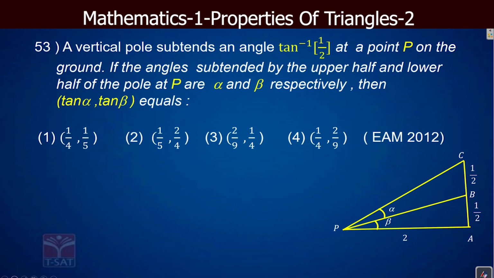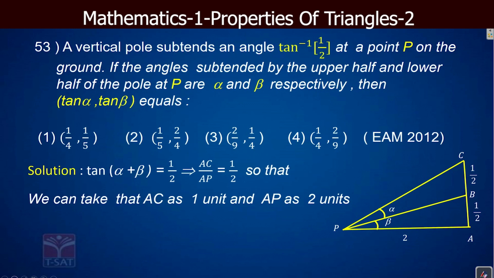So here regarding the problem, tan(alpha plus beta) is given to be half because AC is the pole and B is the midpoint of AC. So AC by AP is equal to 1 by 2.